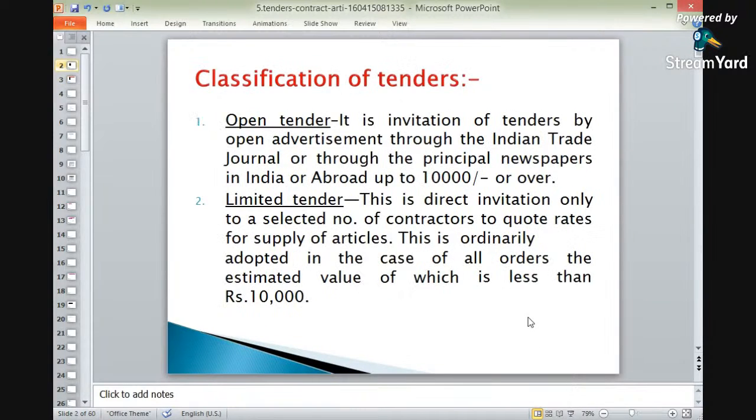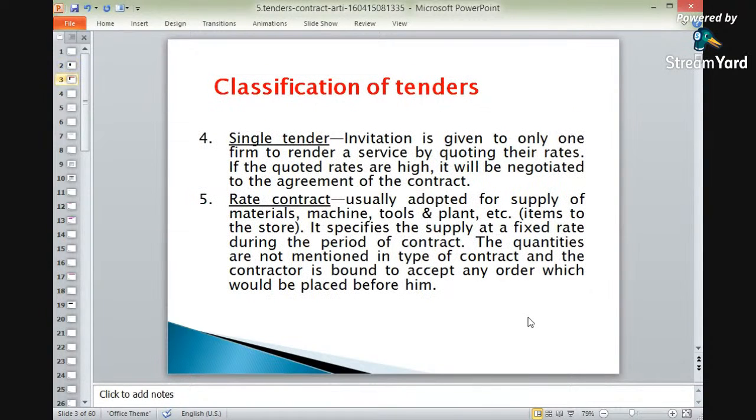Next, again, classifications for this limited tender. The next type is nothing but the single tender. The invitation is given to only one firm, a single tender. The invitation is given to only one firm to render a service by quoting the rates. If the quoted rates are high, they are to be negotiated and brought to the agreement of the contract.